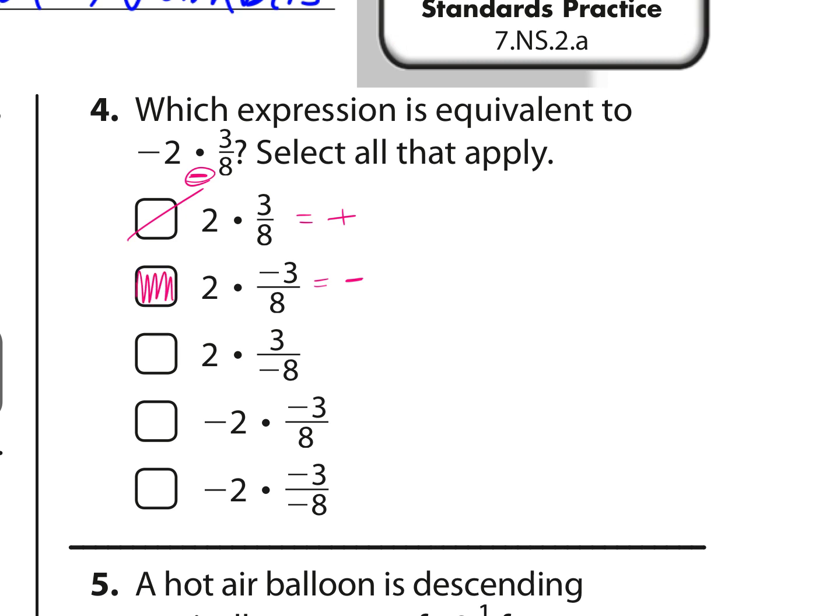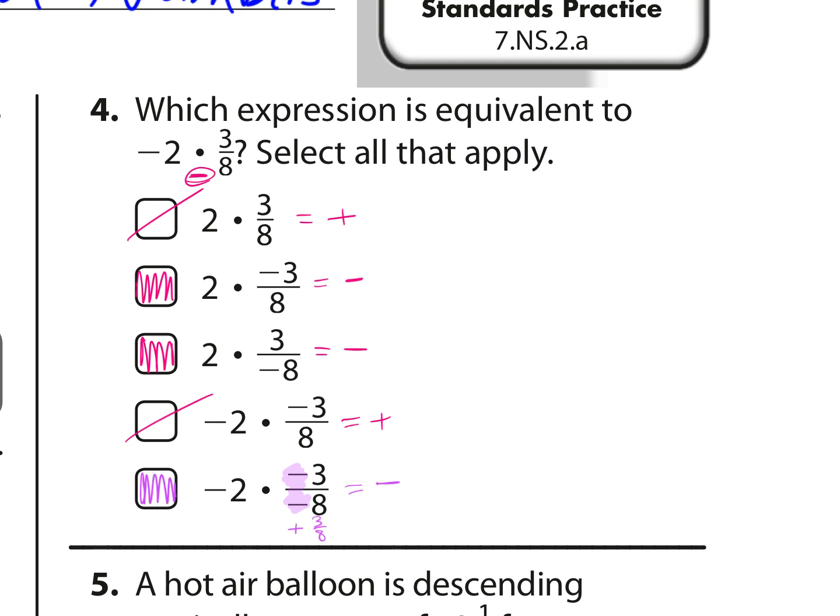The next one has the same story. The negative sign's in a different place, but it's still a positive 2 times a negative 3/8, so this is equivalent. The next one's a negative times a negative, which is a positive, so that does not work. And then this last one is a little confusing because we have a negative 2 times a negative 3 over negative 8. But this negative 3 over negative 8 is a negative divided by a negative, which is a positive 3/8. So we still get negative 2 times 3/8, which once again is negative, and it is equivalent to the original expression.